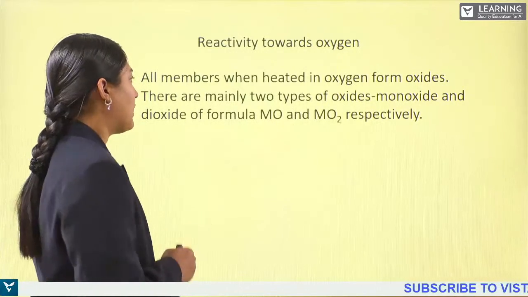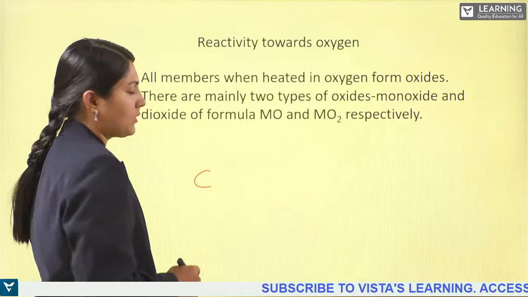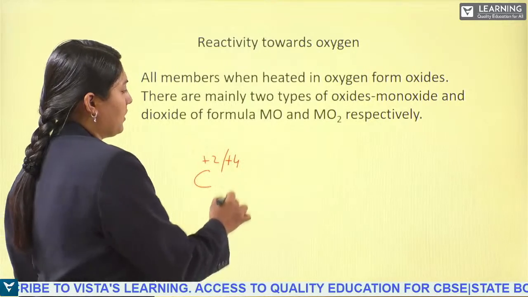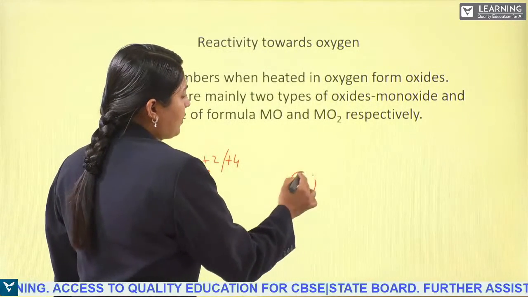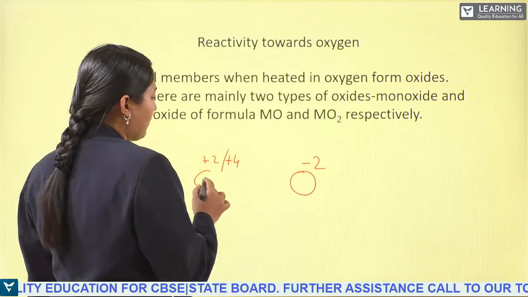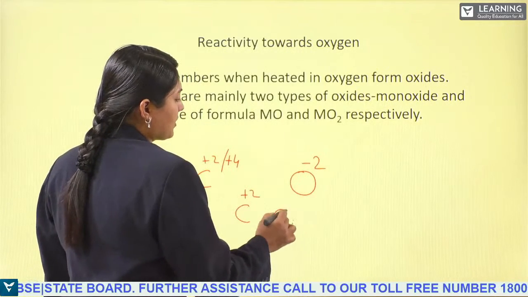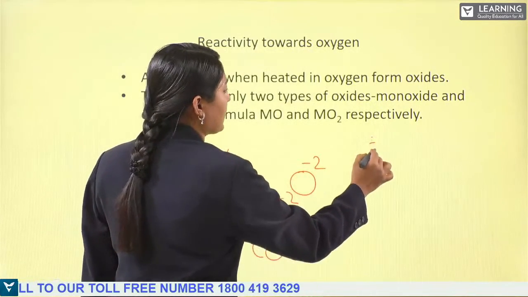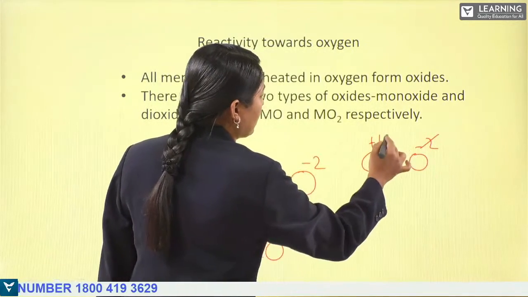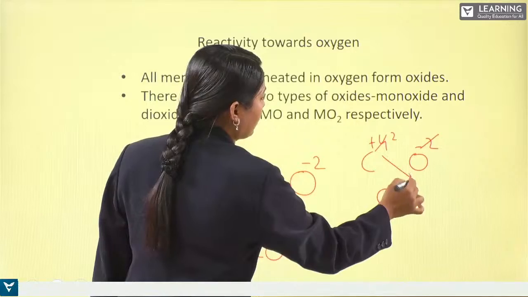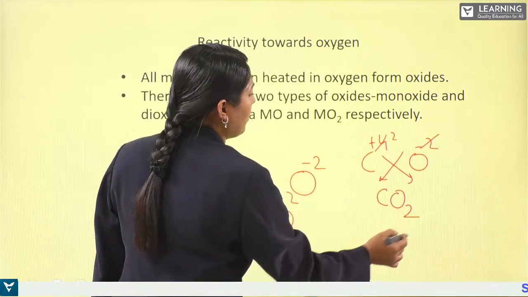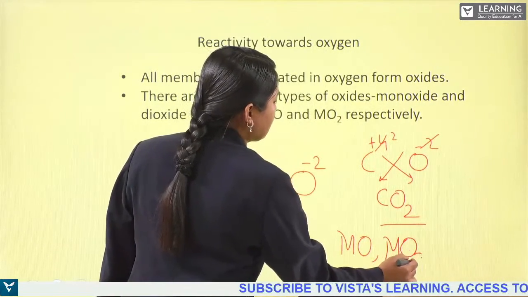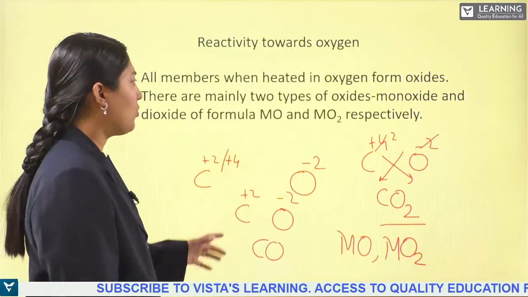Monoxide or the dioxide. As we know, carbon can have plus 2 or plus 4, whereas oxygen will have minus 2. So if carbon is having plus 2 and oxygen is having minus 2, they form CO, that is carbon monoxide. If carbon has plus 4 and oxygen has minus 2, then on crisscross, what happens? CO2. So likewise, they can form MO or MO2 depending on the oxidation state.